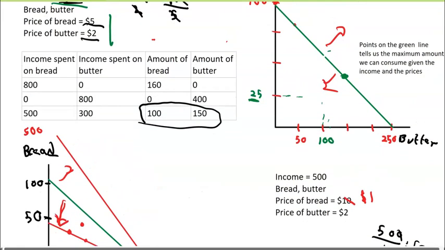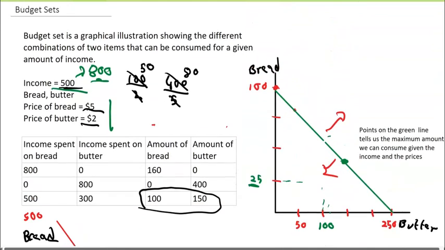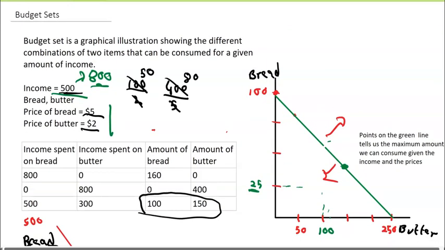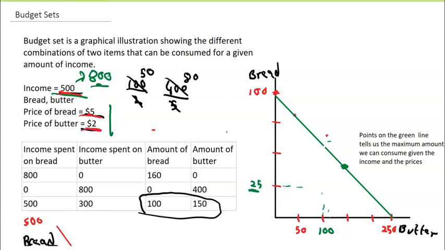Now, another important thing we get to look at using the budget set is what we would call the slope of this line. And the slope gives us some additional information about the budget set. How would we find the slope? So we can go back to our original exercise. We have income of 500 units or $500. Price of bread is $5 a loaf. Price of butter is $2 a stick of butter.